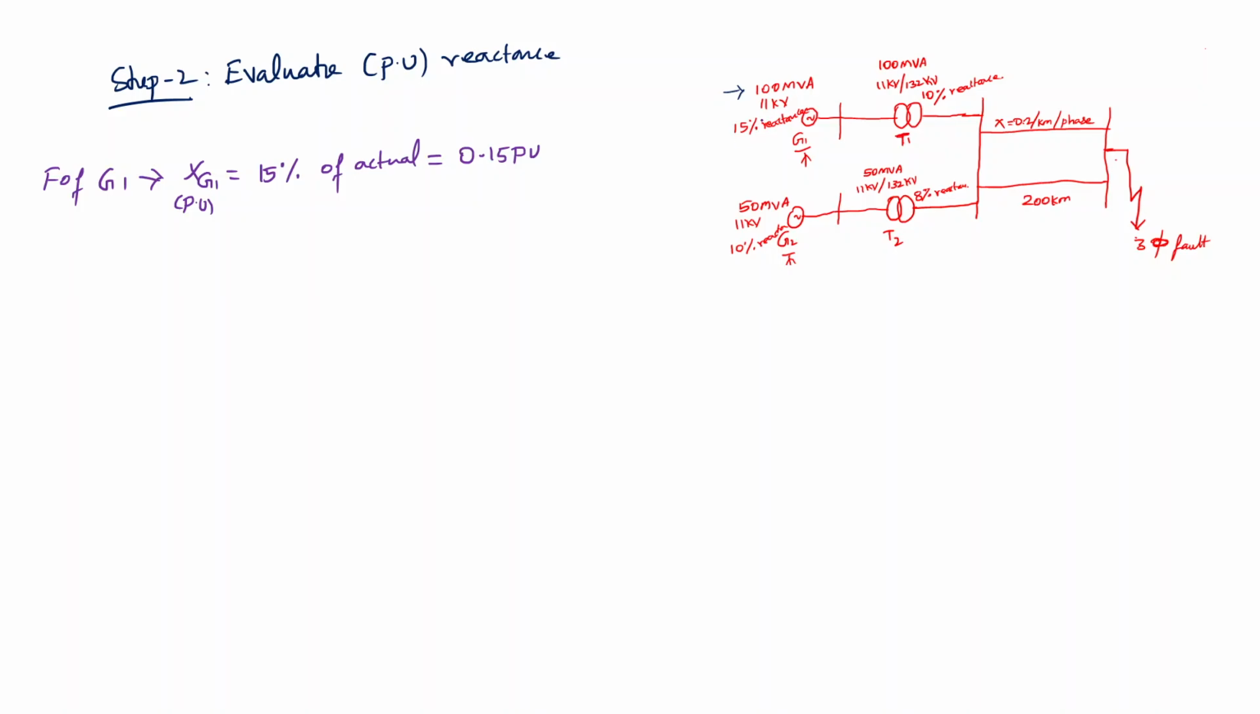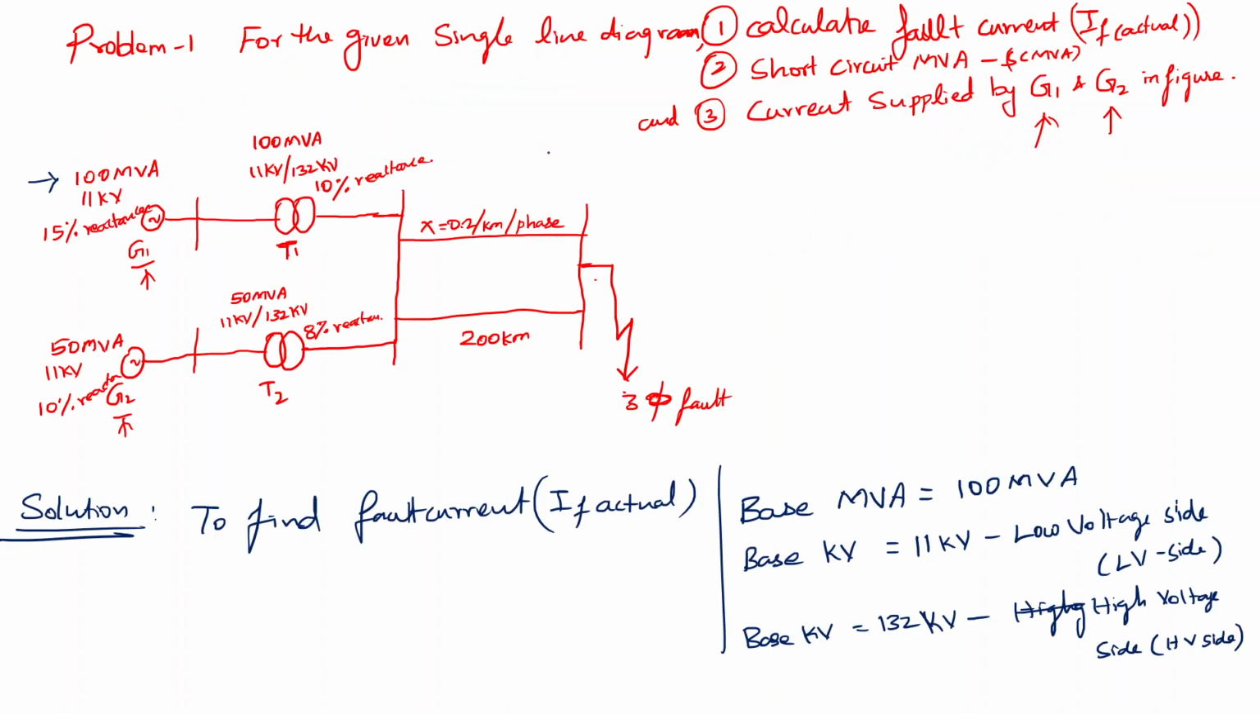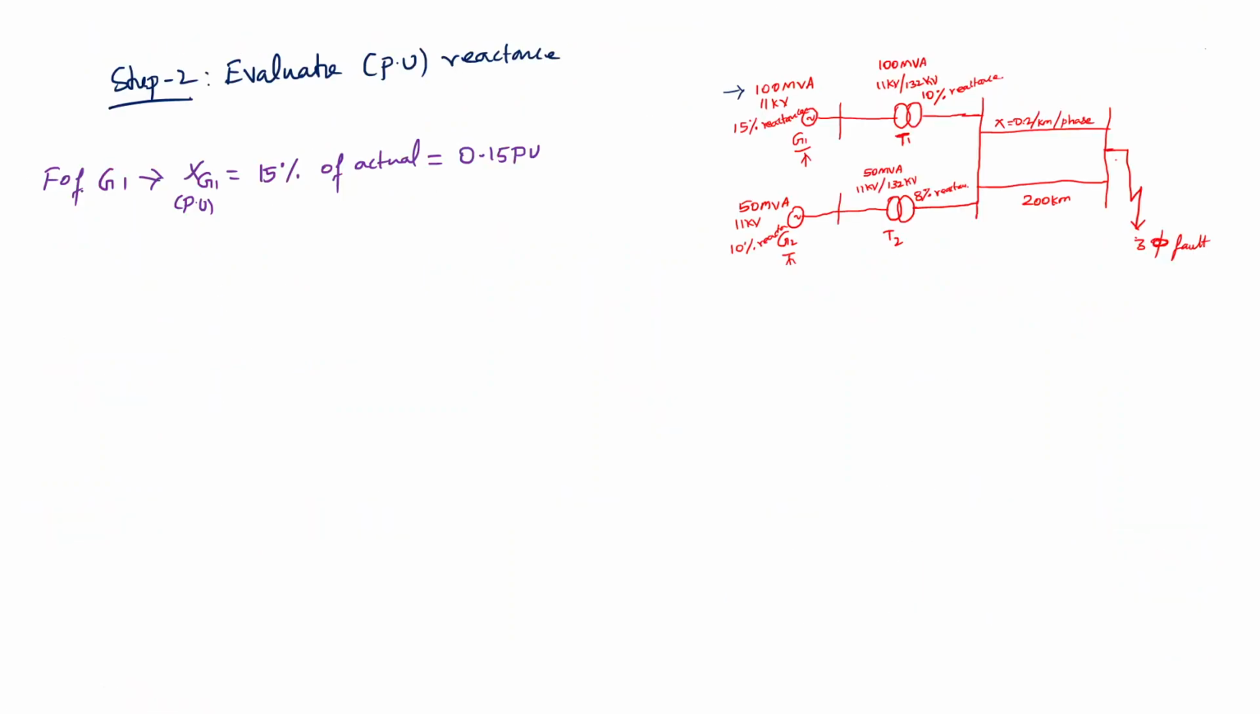We know that the reactance is 15% of actual. Then what will it be for per unit? For per unit the maximum value is 1. So from that 1, 15% is 0.15 per unit, and I am considering the base as 100 MVA. This is the base. 100 MVA is my base. Good. Now, this is for G1. Next I am going for G2.